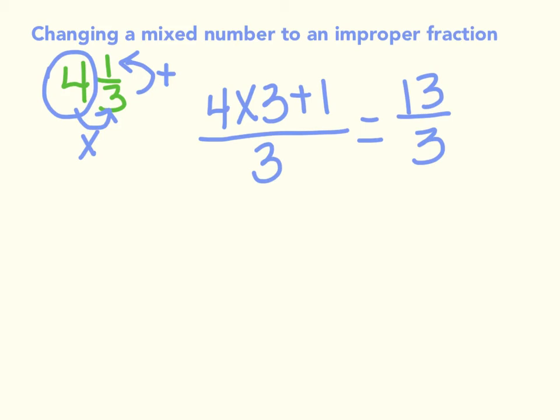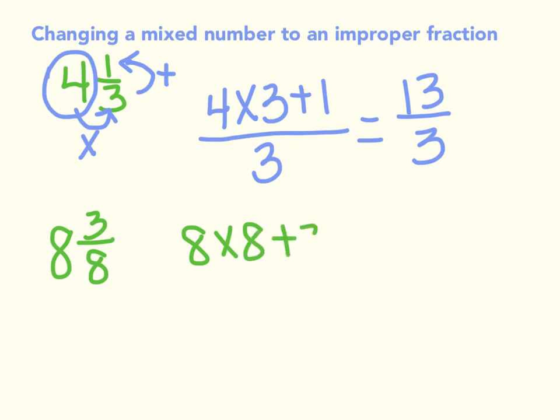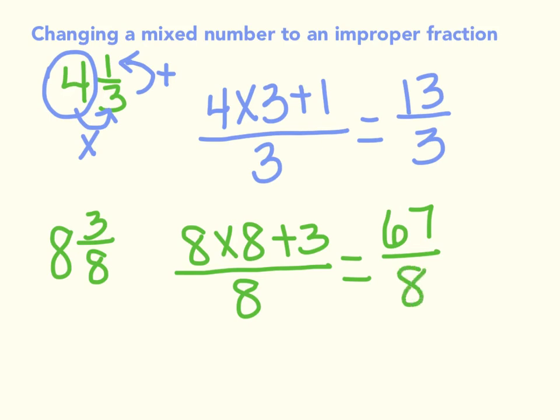Okay, let's try another one. Let's say that we have 8 and 3/8. My equation is going to become 8 times 8 plus 3 over 8. So 8 times 8 is 64, plus 3 is going to give me 67 over 8. So I have changed 8 3/8 to an improper fraction of 67/8.